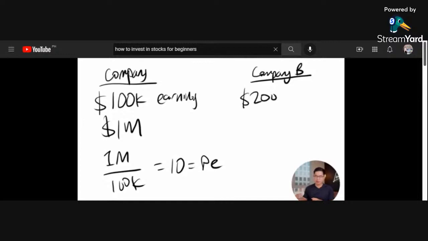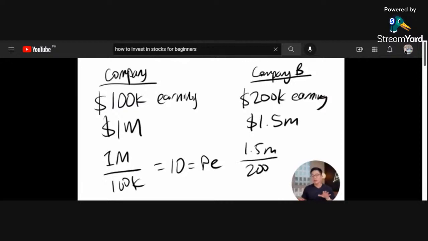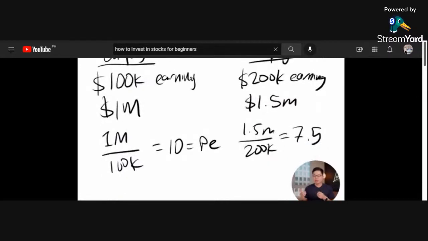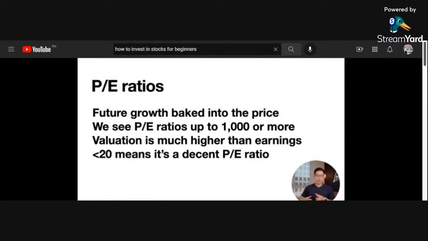So let's say you have another company that hits $200,000 in earnings and sells for $1.5 million. If you take 1.5 million divided by 200K, that gives you a PE ratio of 7.5. So for these two companies, even though one of them made more earnings, you can see that the PE ratio for that one is smaller, which means that, technically, based on the PE ratio, that 200K earning company is the better deal. The higher this PE ratio, the more future growth is already baked into the price.